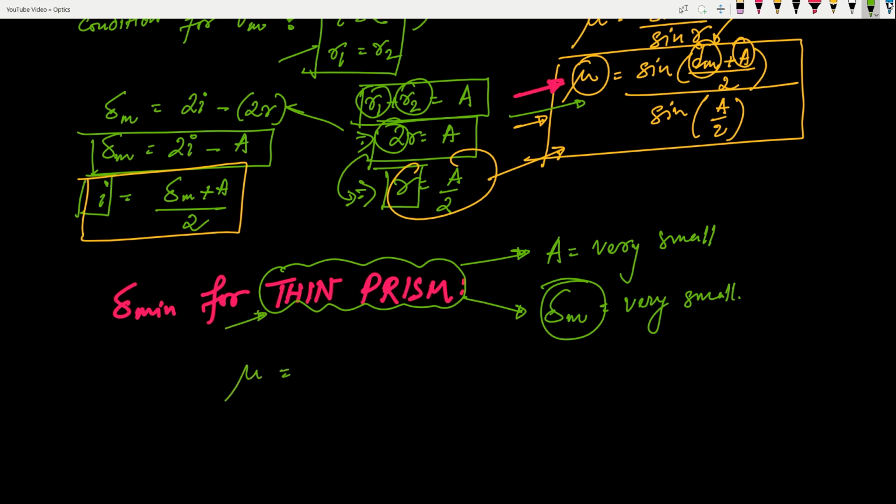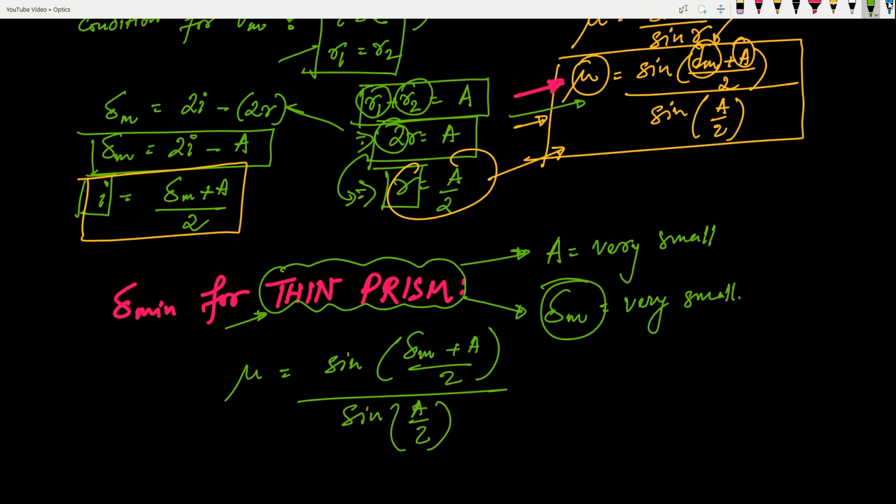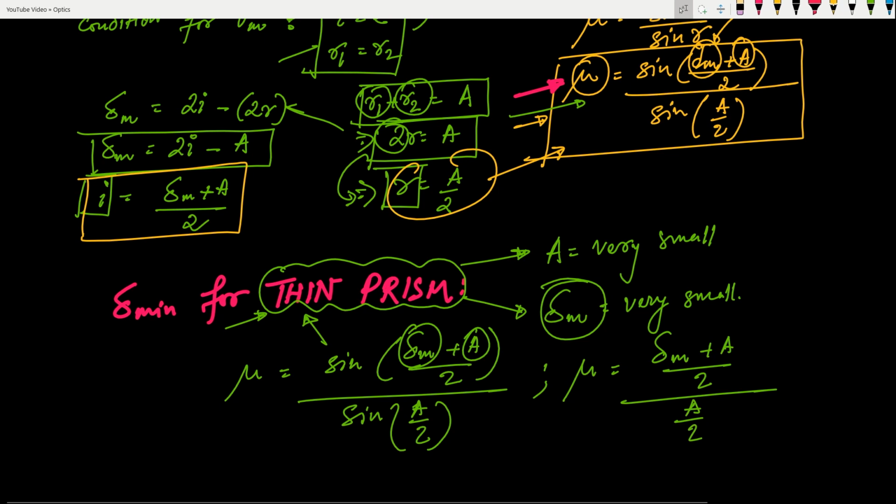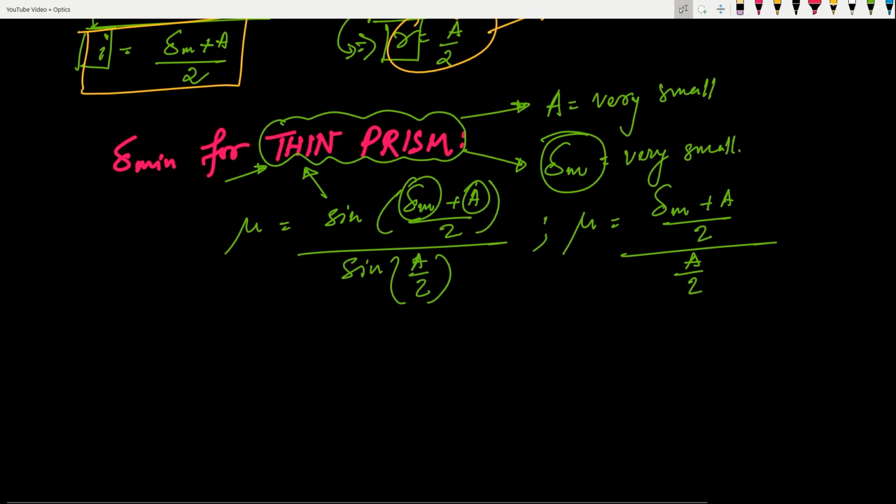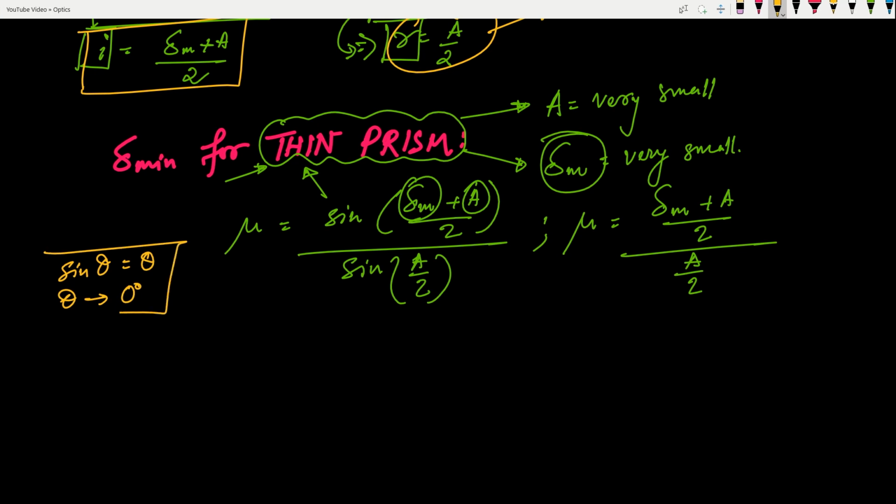Now mu will be equal to, we know that mu is equal to sine of (delta minimum plus A) by 2 divided by sine of A by 2, as we have seen earlier. Now we know that since A is very small and delta m is very small for a thin prism, therefore we can say that mu can be written as (delta m plus A) by 2 divided by A by 2, isn't it? We know that we can omit sine. We can write sine theta as theta when theta is very small. We have used this concept. So I'll write it down for you, that is sine theta is equal to theta when theta is very small, or theta tends to 0 degrees. This is the concept of maths.